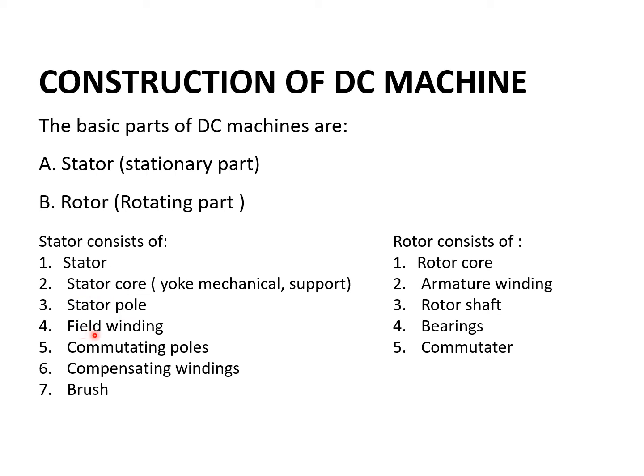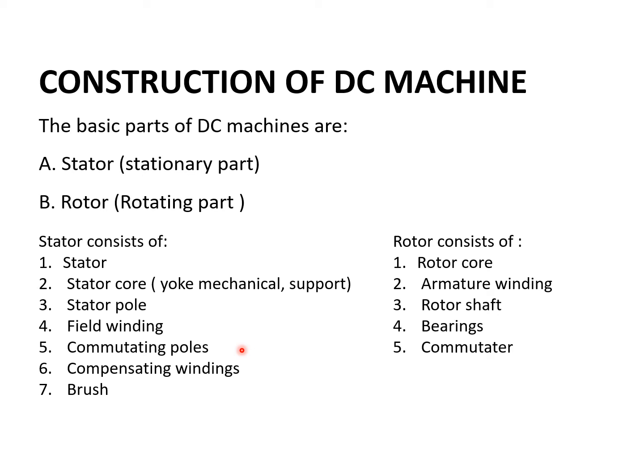Field winding is wound around the stator poles. Only when field current is produced in the field winding do the stator poles produce flux, and the flux completes its path from north to south. Commutating poles are necessary in large DC machines only. These are the interpoles to improve commutation or to avoid sparks between the brushes and the commutator.